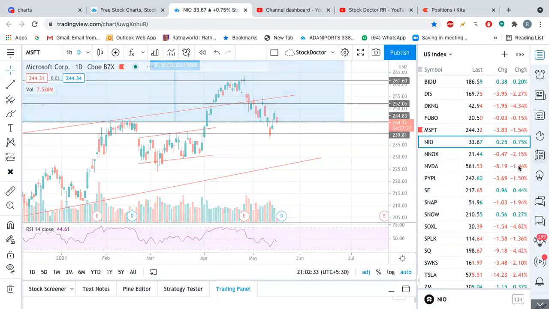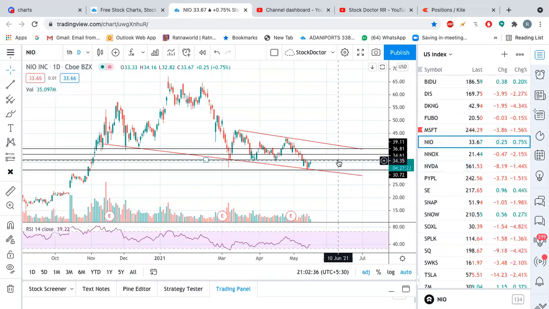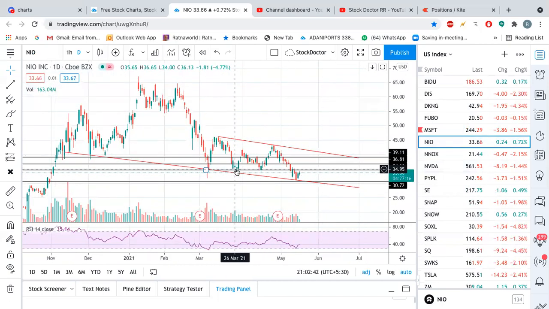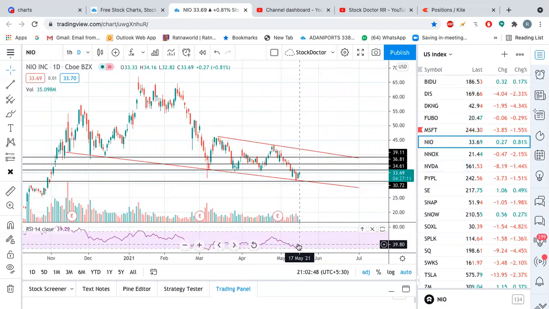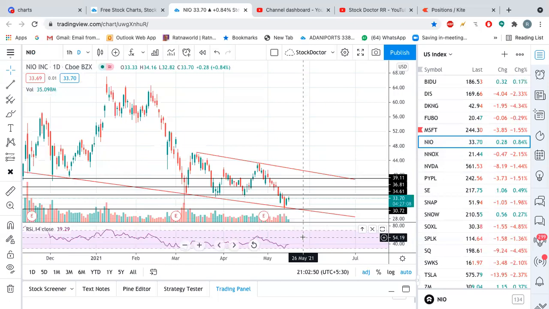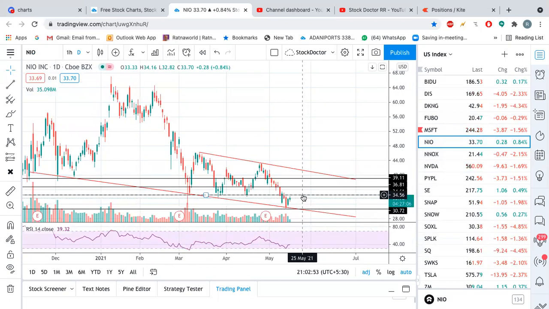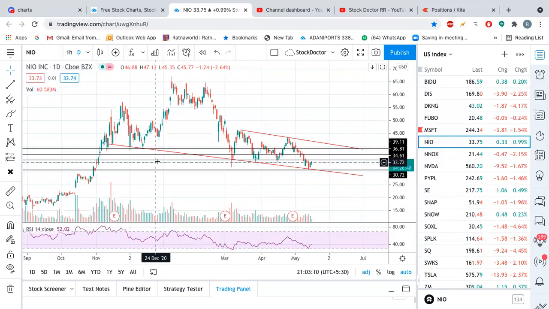Okay, so the next stock is Neo. Neo is continuously going down, and right now it is in this channel. If you see here, the RSI is in the oversold zone. So it can give a technical bounce once it starts trading above 34.5, then it can go towards 36.5 and 39. And the stop loss would be near $31. So this is basically from the technical bounce perspective.